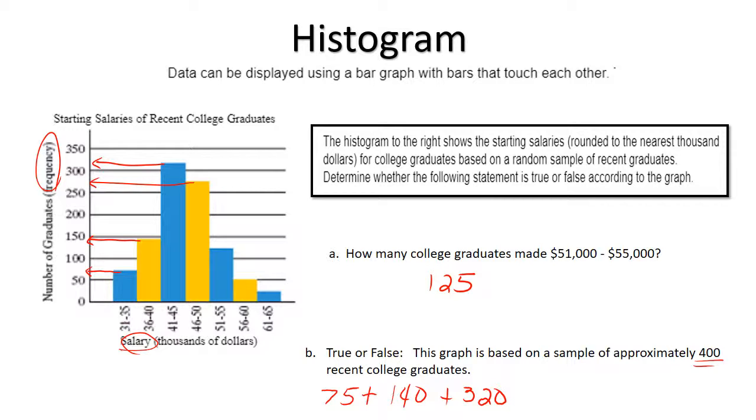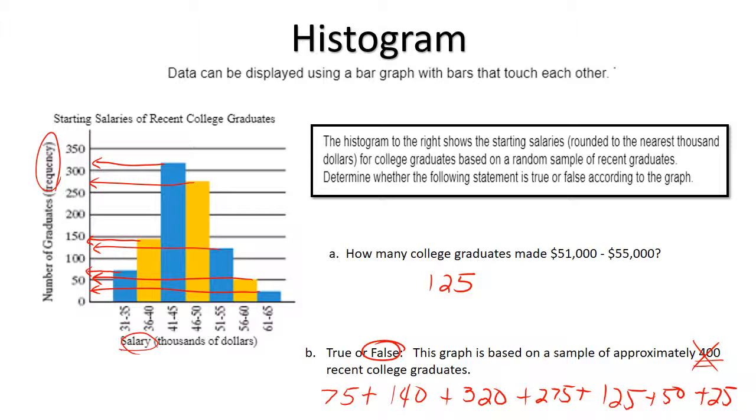We already had seen that the 46 to 50, that would be about 275. The 51 to 55 we had looked at, that was 125. This 56 to $60,000 group, there were 50 people there. And then the 61 to 65,000 looks to be about 25. These are the frequencies, the numbers of people who answered this survey on the starting salaries. Obviously, that's much more than 400. So this statement is false.